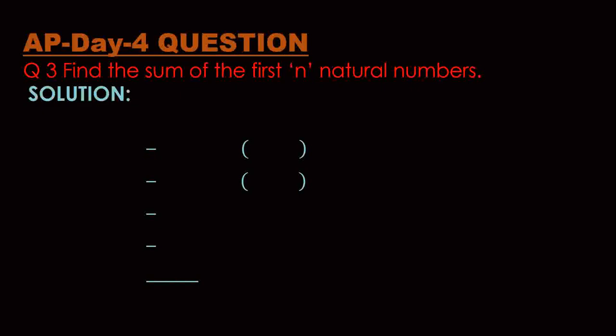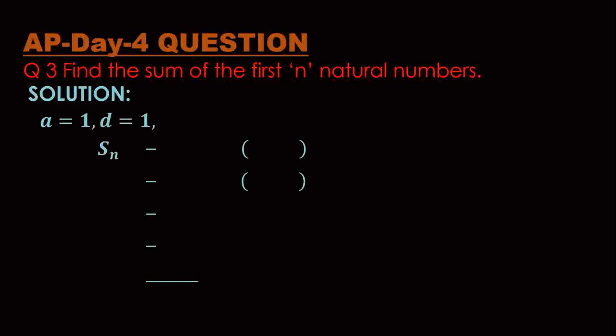So the first n natural numbers. So what is the first term for natural numbers? So the first term would be 1. So a equal to 1. What would be the common difference between each of the terms of the natural numbers? So 1, 2, 3, 4, it goes on. So the common difference would be 1. So the first term is 1 and the common difference is 1. So we have to find the sum of the first n natural numbers.